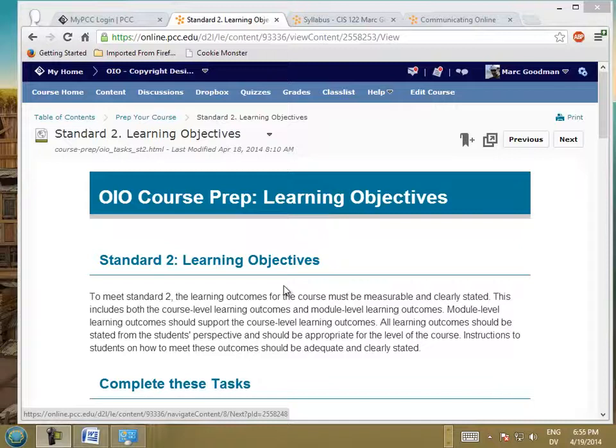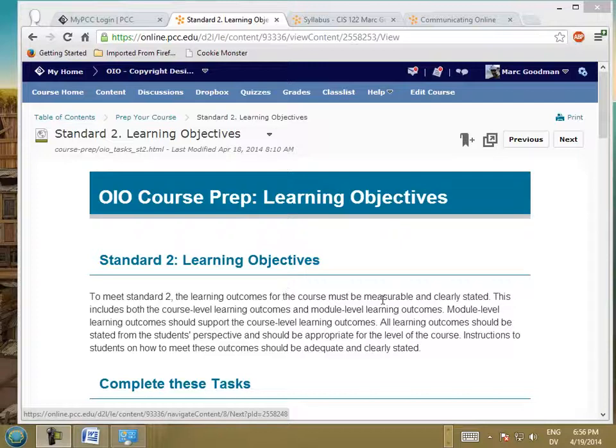So good learning outcomes are really the foundation of the course, and if the learning outcomes are well chosen and well written, then the rest of the instructional materials will fall in line. If the learning outcomes are not well written, then it's going to cause a lot of difficulty later on when you're trying to design assessments and learning materials and learning activities to support those learning outcomes. So let's look at this in detail.